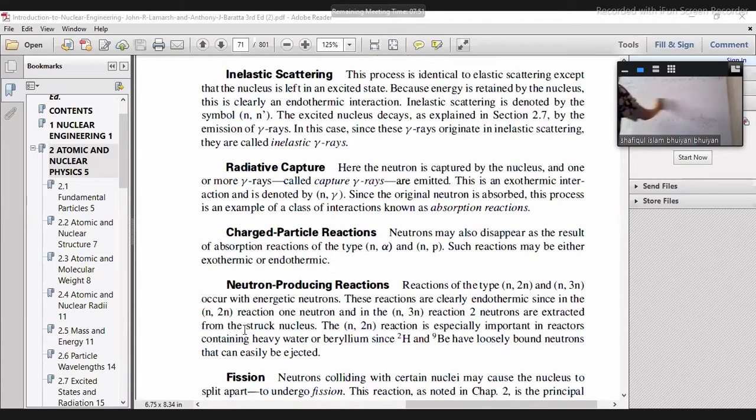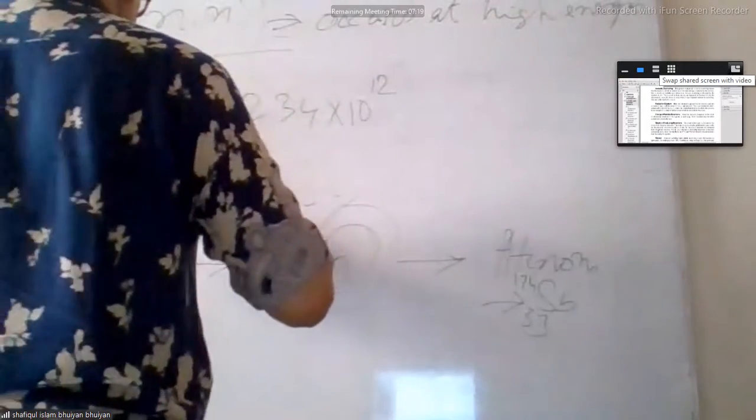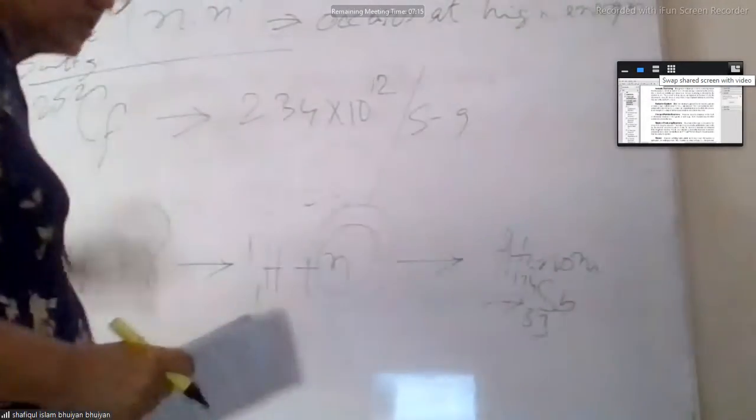So another neutron producing reaction is californium, I think it's californium-252 or something like this. Californium undergoes spontaneous fission, and it produces neutrons, something like 2.34 times 10 to the power 12 neutrons per second per gram. That's why when you buy a californium source, you buy it in grams.